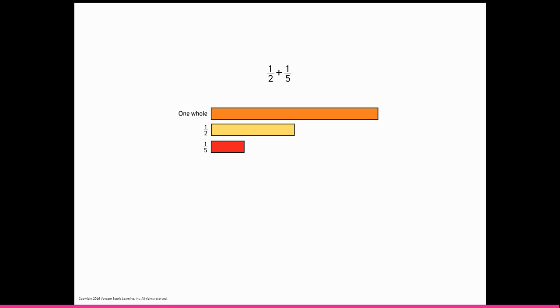We cannot put a yellow rod and the red rod together to find the sum because we don't know how to name this combination. Is there a white rod that could be used to write an equivalent fraction for both 1/2 and 1/5? Let's try a white rod. The white rod represents 1/10 to this whole. So tenths are a common denominator for 1/2 and 1/5.